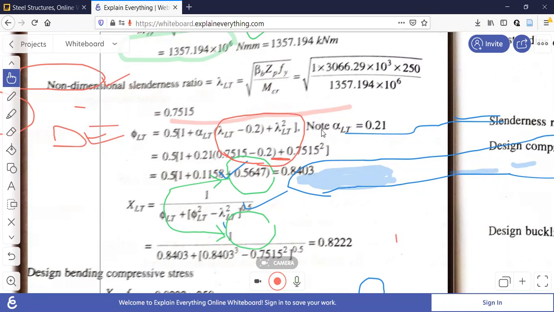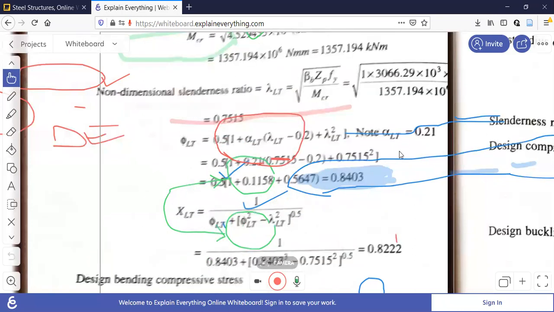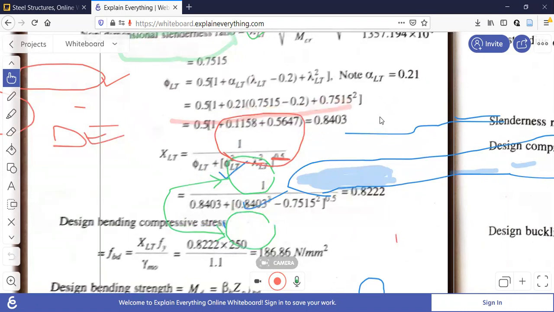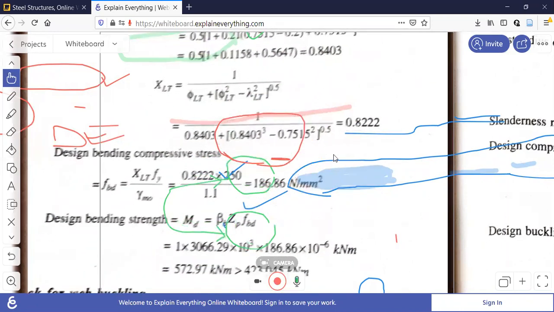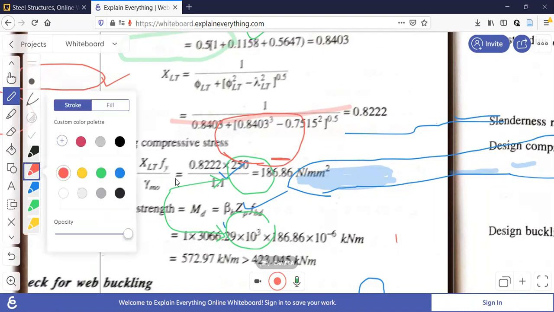Now here, phi LT is as usual. Once you know this lambda LT, the formula remains the same, where alpha LT is 0.21 again. Substitute all this, and finally you arrive at chi LT. Chi LT is used for FBD here. Again, the final formula is the same.